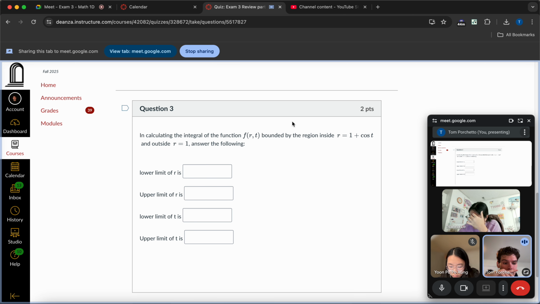There we can get the limits, and taking the arccosine, we cancel the cosine, so we get t equals the angle. So that gives the bounds for t: minus pi over 2 and pi over 2. And as Tiana said, the lower and upper bounds for r would be 1 and 1 plus cosine of t.